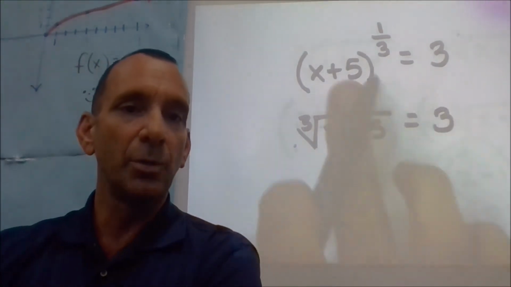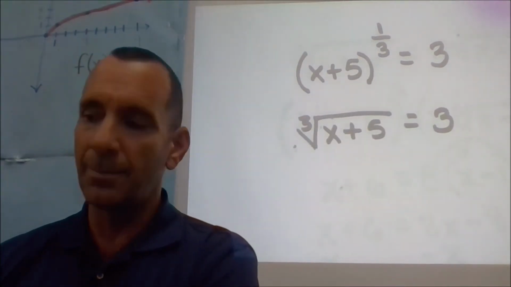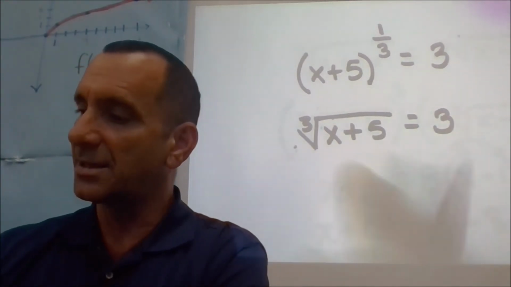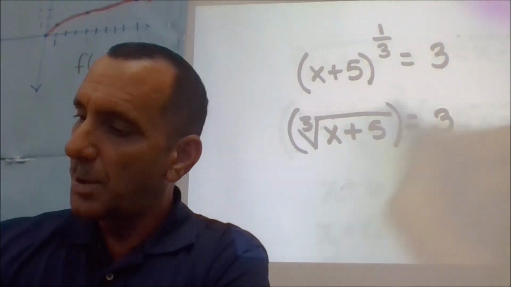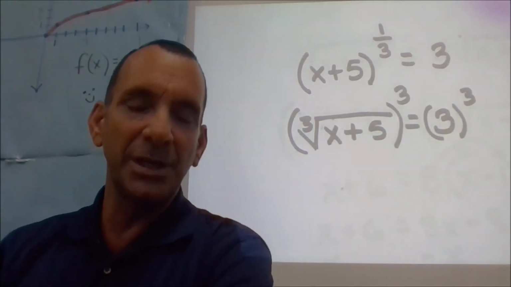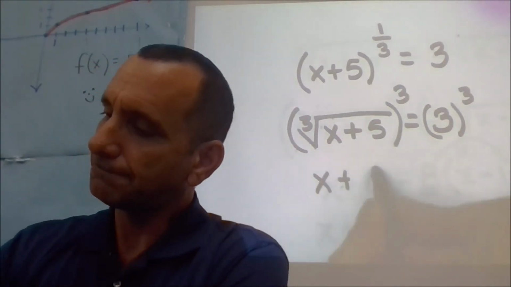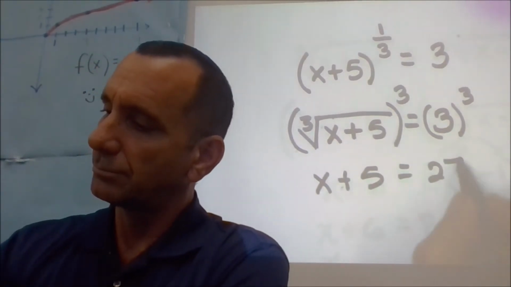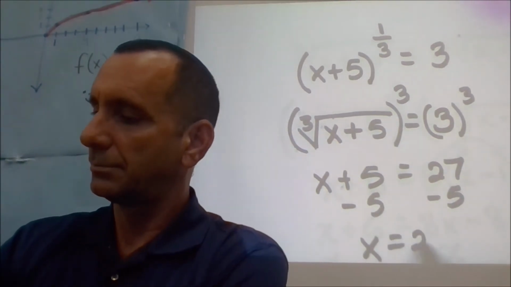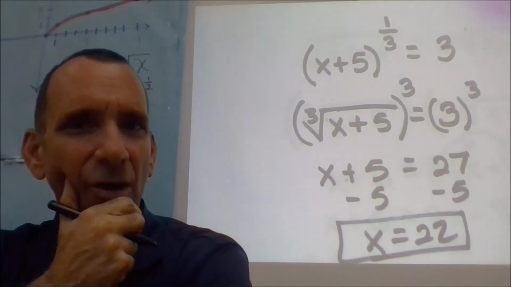All I did was change from rational exponent to radical form, and now that radical's already isolated by itself. So to get rid of it, we can cube it, but we'll have to cube that 3 there, which is pretty easy for us at this point. Here we go. That was a nice quick solve.